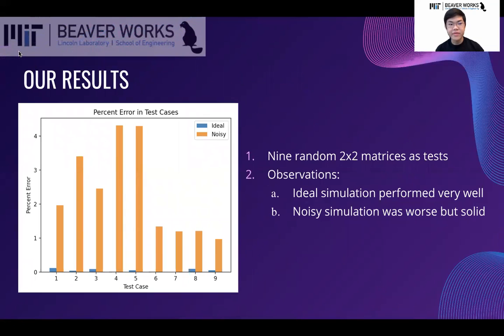So after implementing the variational quantum eigensolver, we tested it on 9 random 2x2 matrices and recorded the percent error from the actual answer. We did this on an ideal simulation, which simulates how a perfect quantum computer might operate, and a noisy simulation, which takes into account the fact that current quantum computers will deviate from expected results. The ideal simulation performed very well, consistently getting within 0.2% error. The noisy simulation in comparison was much worse. However, considering that this is something that can be run on quantum computers we have access to today, a 4% error is still pretty good.